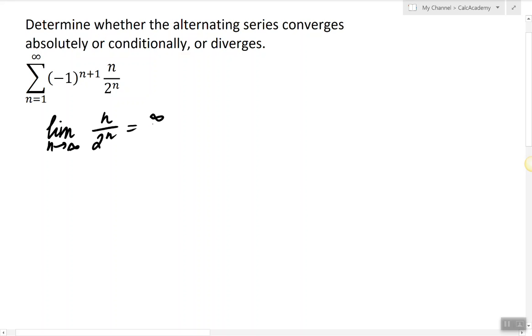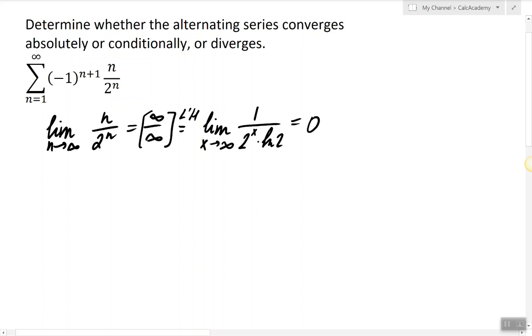Here we have infinity over infinity type of limit, and we can use L'Hopital's rule. So replacing n with x and differentiating the numerator and the denominator, we get 1 over 2 to the x times ln 2, and this is equal to 0. So the general term goes to 0.